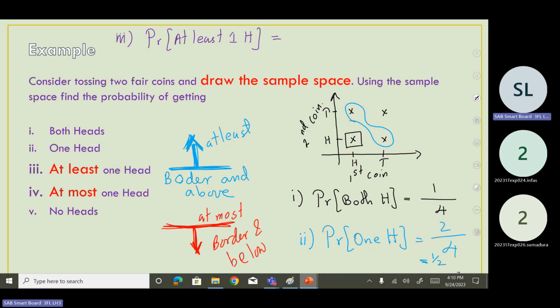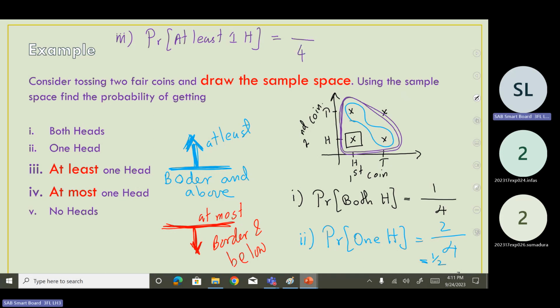So this has two heads, counted. One head counted. One head counted. This has no head, so not counted. At least means one head or more heads. So these are the three events which are considered for at least.